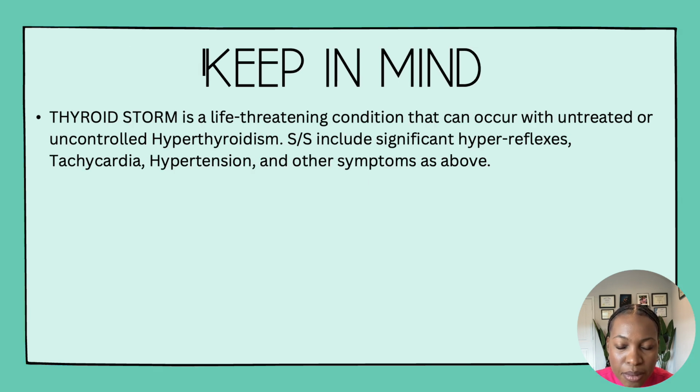Big thing I want you to keep in mind: there is something called a thyroid storm, and this is a life-threatening condition that can happen with untreated or uncontrolled hyperthyroidism. So signs and symptoms we may see include hyperreflexes, so the patient's reflexes are doing the most; tachycardia, a fast heart; hypertension, high blood pressure, and all the other symptoms that we talked about for hyperthyroidism. So I hope this helps you to break down this topic. I want you to always think in the line of pathophysiology to deem what might be going on and what your responsibilities are as the nurse or the nursing student.